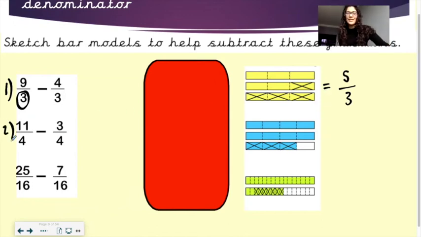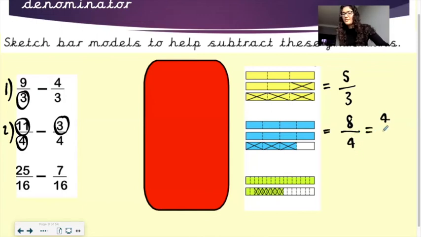Number 2, 11/4 take away 3/4. So our strip has to be divided into 4 parts. 11 of those parts need to be shaded in, and 3 of those parts need to be crossed out or taken away. You should then get your answer of 8 out of 4, otherwise known as 4 out of 2, otherwise known as 2.